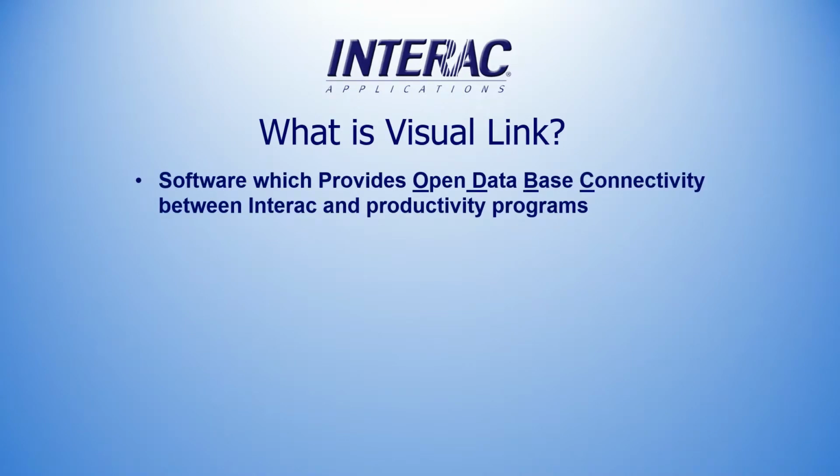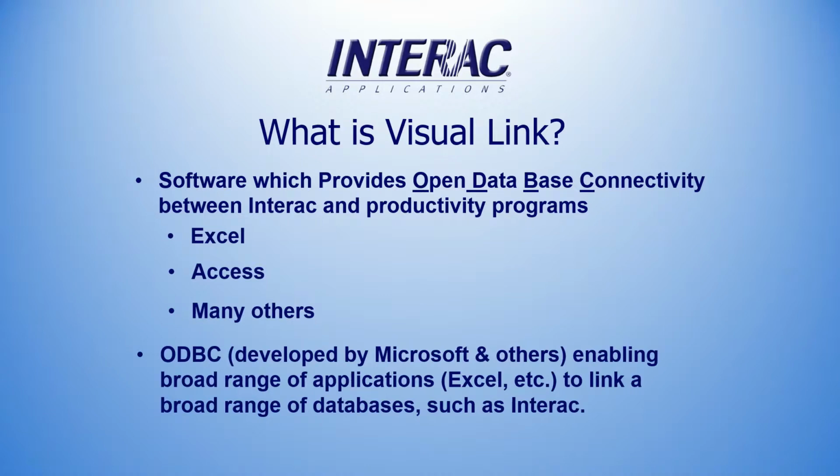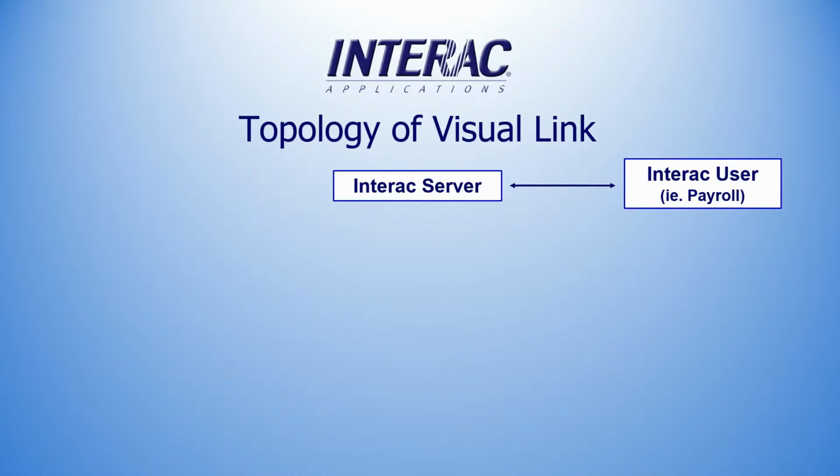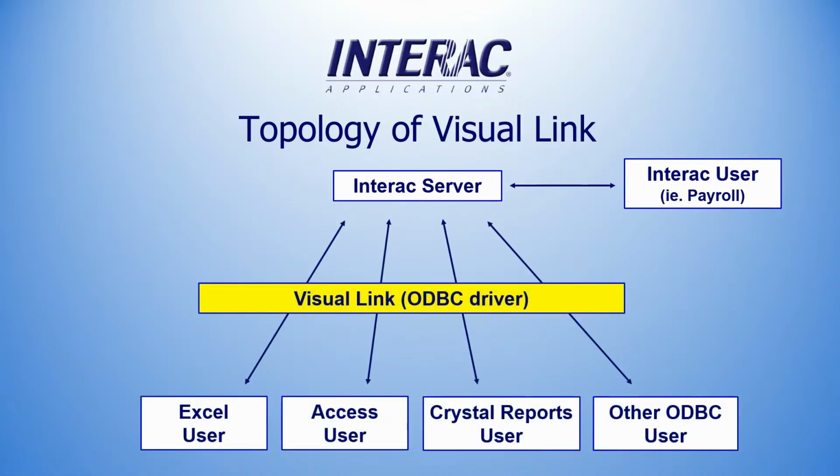What is VisualLink? It's software which provides open database connectivity between Interac and productivity programs such as Excel, Access, and many others. ODBC was developed by Microsoft and other companies to enable a broad range of applications such as Excel to link to a broad range of databases such as Interac. In our normal topology, we have an Interac server, and then we have various users such as payroll, general ledger, client accounting, whatever. With the addition of VisualLink, we now have access to the Interac data through a wide variety of products. VisualLink is not something you find on a menu. It is a behind-the-scenes piece of software.